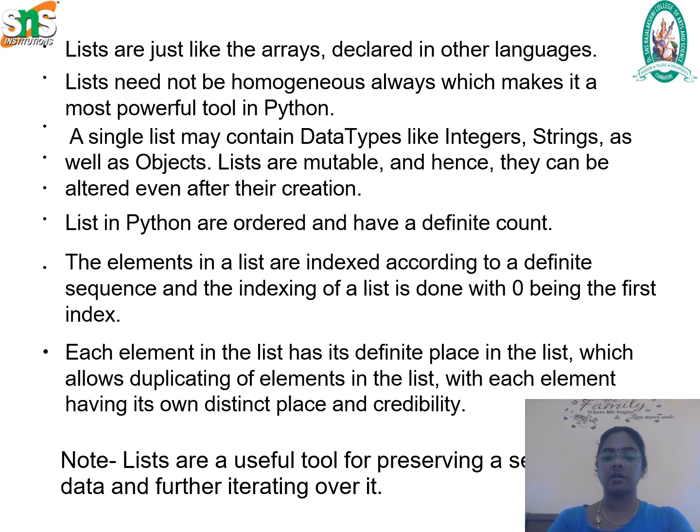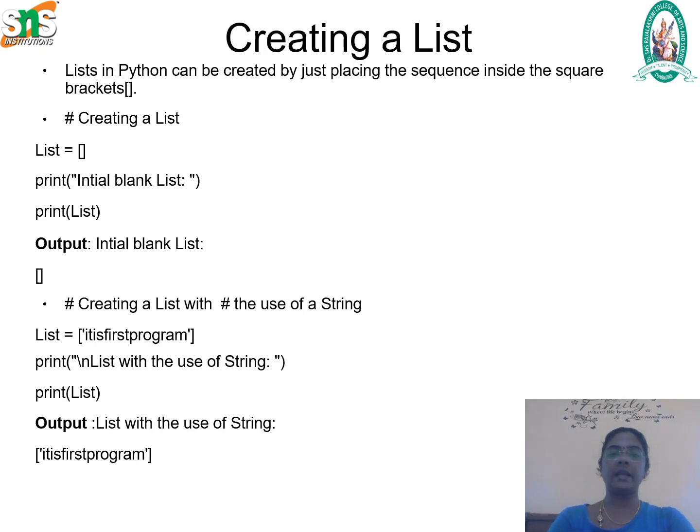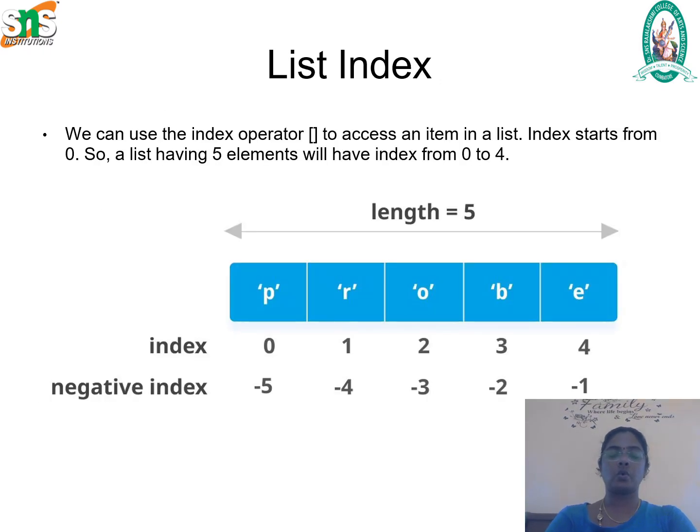We can access with the help of the indexing element. While creating a list we use the square brackets, and then we have the list elements. Here the index starts with 0 and ends with 4. If you need to access the third element, then you have to give the index number 2.